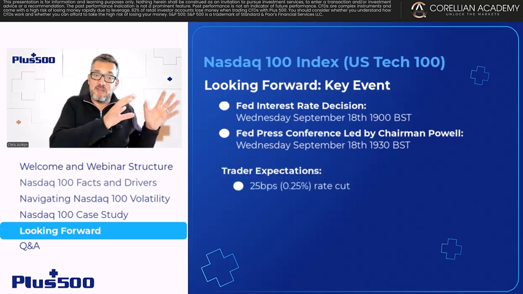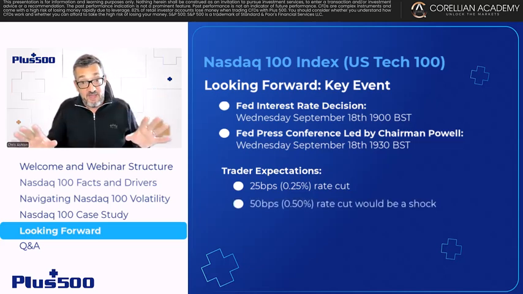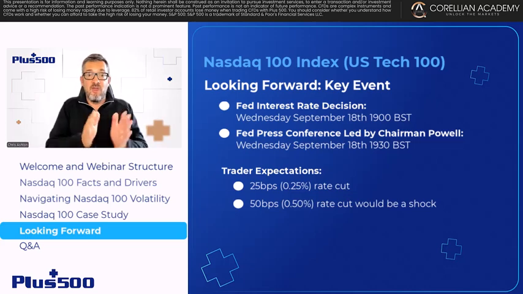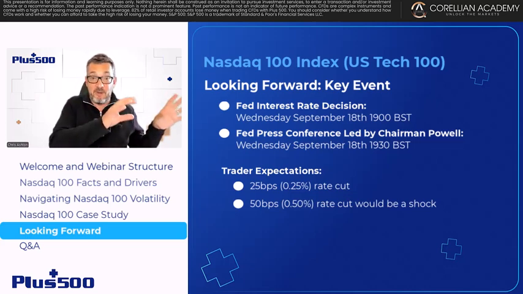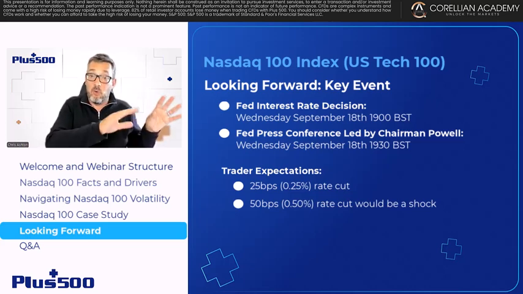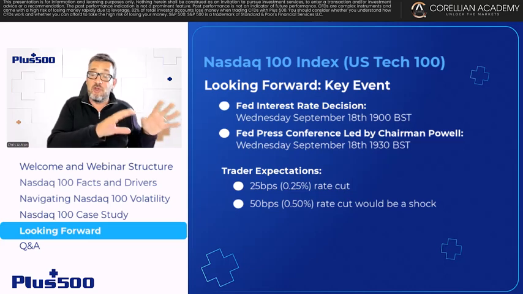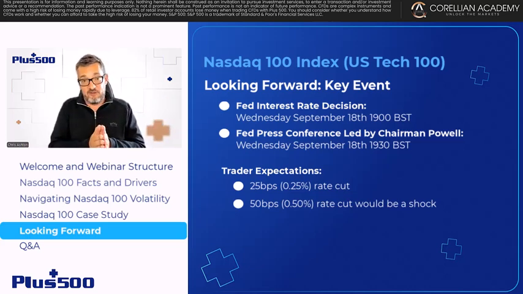Now, traders are expecting a rate cut of at least 25 basis points, but the Fed may go with a jumbo 50 basis points cut, which could well spook the market into thinking the Fed believe they are behind the curve in cutting interest rates to support a slowing US economy and are worried about a recession. If that were the case, it could increase Nasdaq 100 volatility.